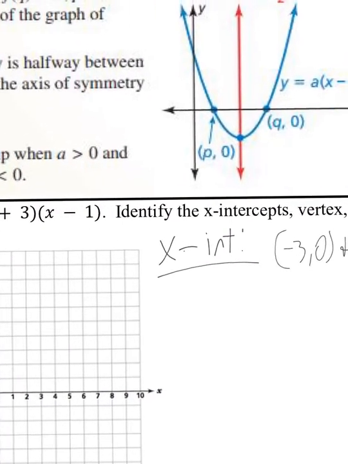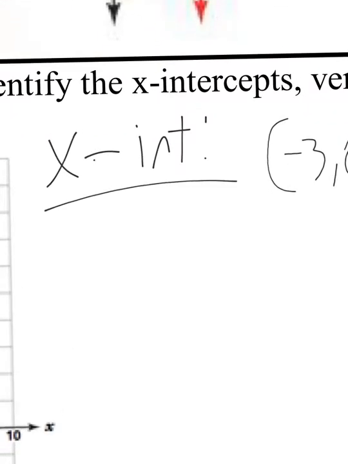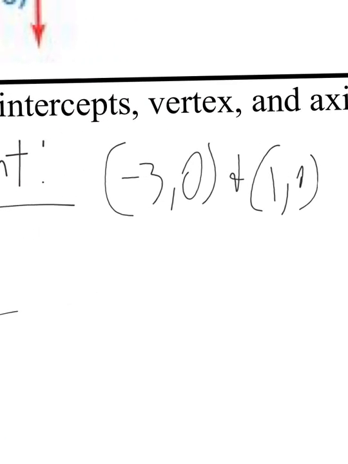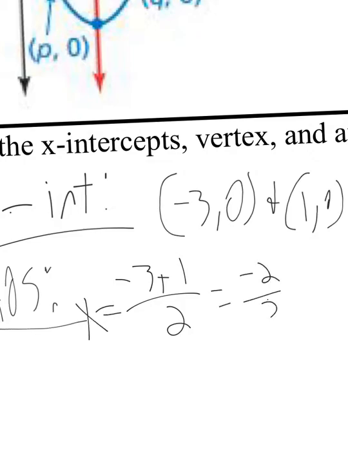So that's my x-intercept. So now let's do the vertex, or sorry, my axis of symmetry. And remember, it's halfway in between those two. So negative 3 plus 1 divided by 2. So I can throw in a little x equals. So negative 3 plus 1 is negative 2 over 2, which is negative 1. So axis of symmetry, x equals negative 1.